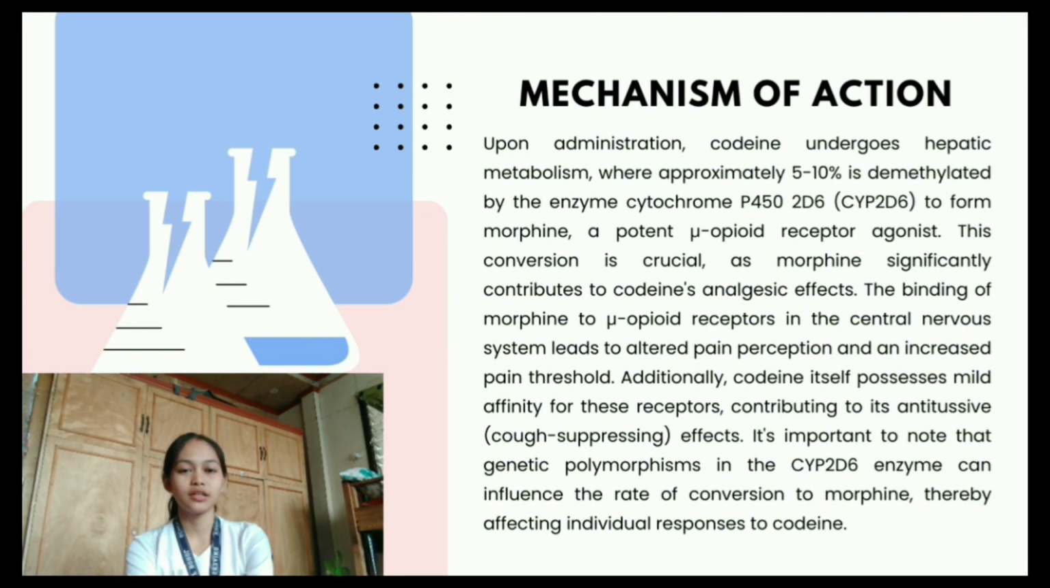The next is genetic variability and individual response. The effectiveness of codeine varies among individuals due to genetic polymorphism in the CYP2D6 enzyme. Some individuals are ultra-rapid metabolizers, meaning they convert codeine to morphine very quickly, leading to a stronger effect and increased risk of side effects. Others are poor metabolizers, meaning they convert very little codeine to morphine, resulting in reduced pain relief.